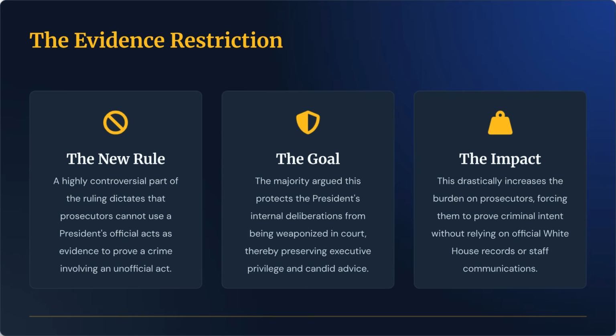A controversial part of the ruling, called the New Rule, prevents prosecutors from using a president's official acts as evidence to prove a crime involving an unofficial act. The goal is to protect a president's internal deliberations and preserve executive privilege.